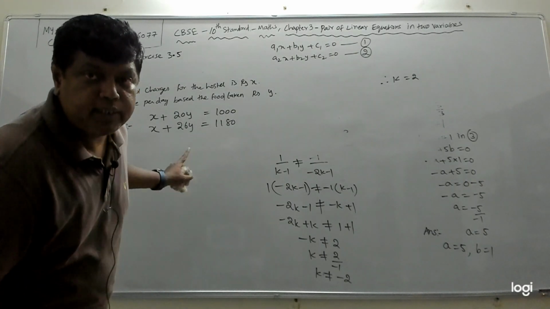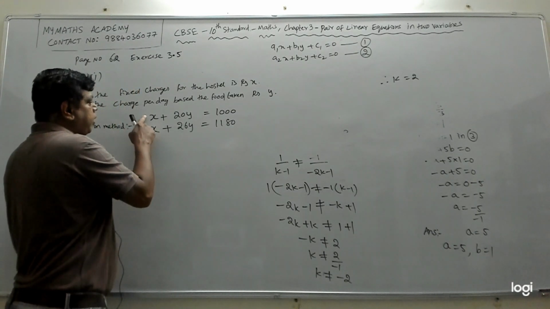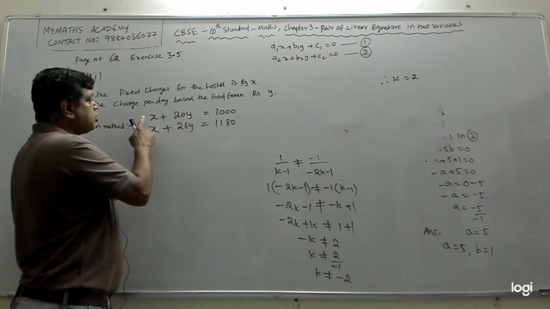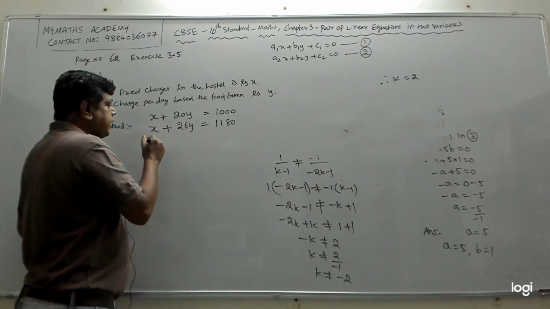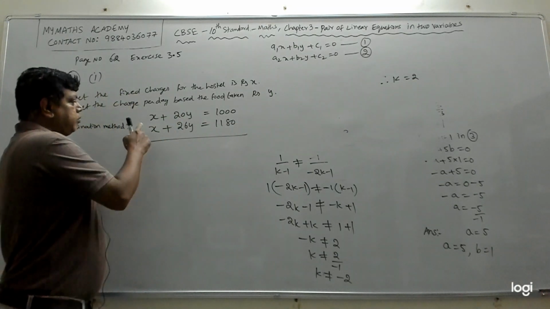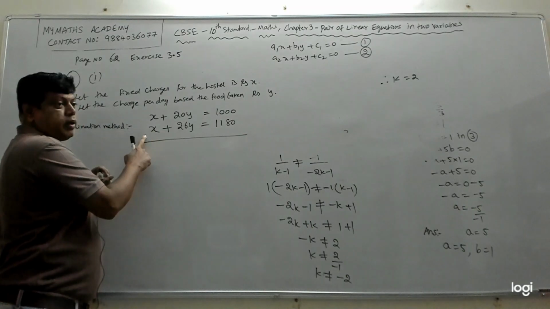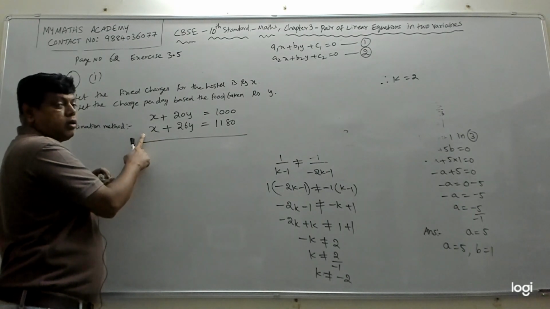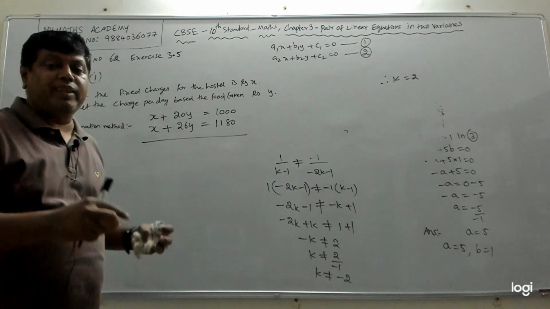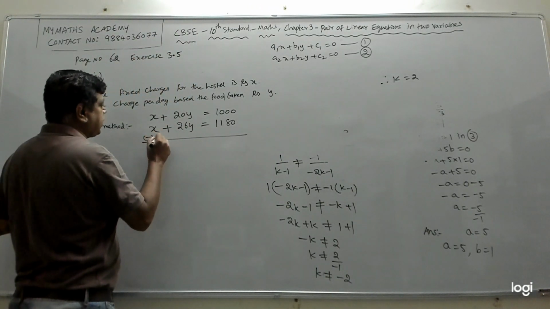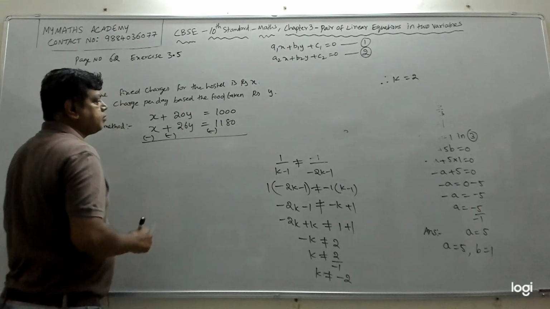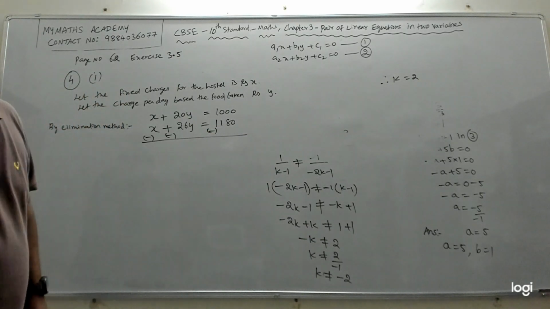Now if I see this, I find that the coefficient of X is the same: 1 here, and 1 here. If the coefficient of X or Y is the same, then we can directly add or subtract. The signs are the same, plus 1 and plus 1. When they have the same sign, we need to subtract, which means we change the signs: minus, minus.